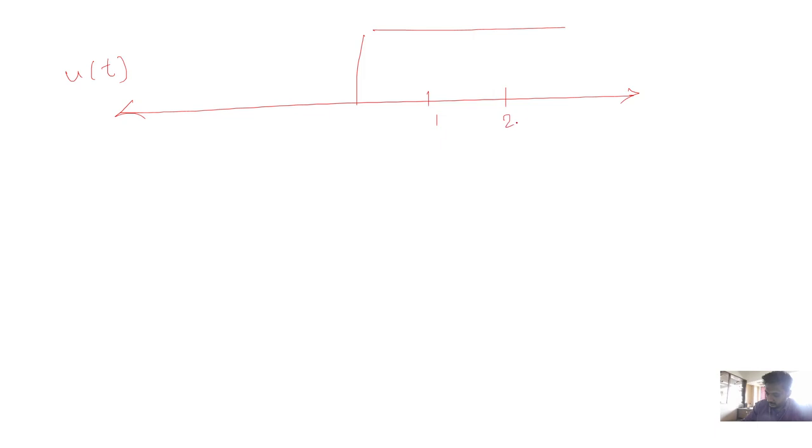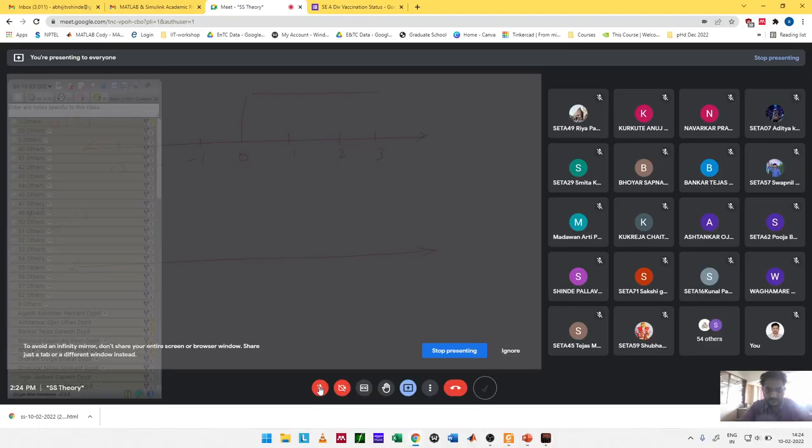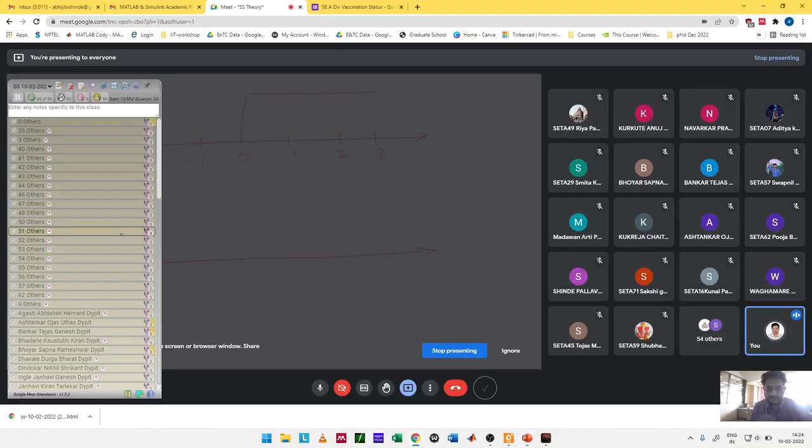What I'll do is take a new page. This is my u of t, right? 1, 2, 3, 0, minus 1, minus 2, minus 3. Now, what I am writing here is x of t is equal to u of minus t. I am drawing this. Sorry, I was on mute. So this is u of t, and this is x of t equal to u of minus t. We are going to plot this.